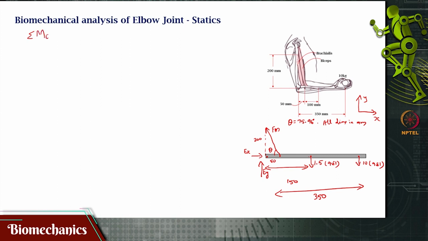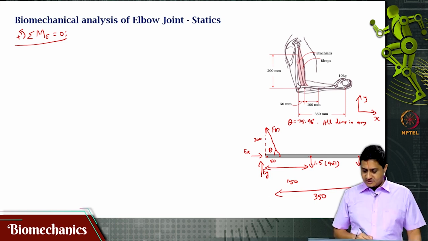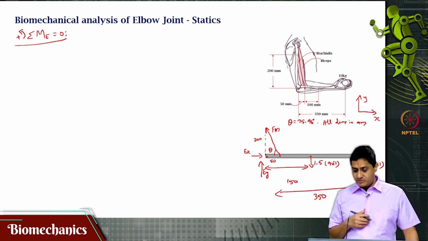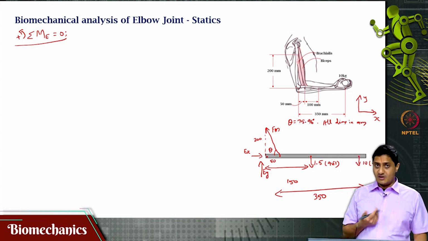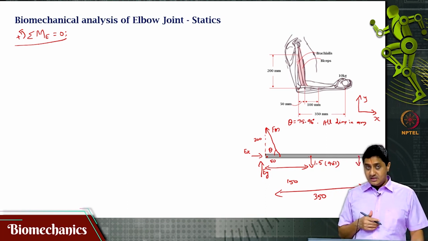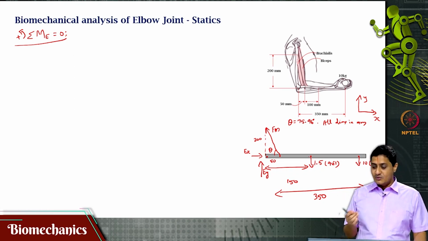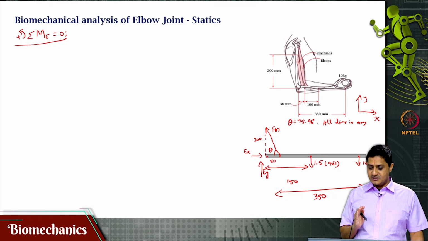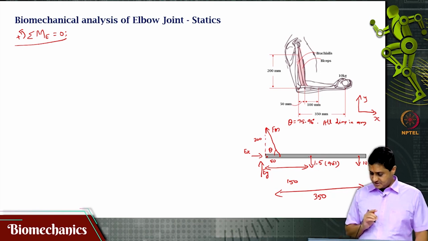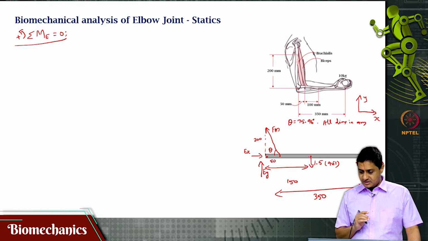Now, I can write out sigma M about the elbow, counterclockwise considered positive, is 0. Let us start. The reaction forces at the elbow joint will not cause a moment because they both will have moment 0. The muscle force will cause a moment, but the horizontal component of the muscle force will not cause a moment. Only the vertical component will cause a moment. Remember this.